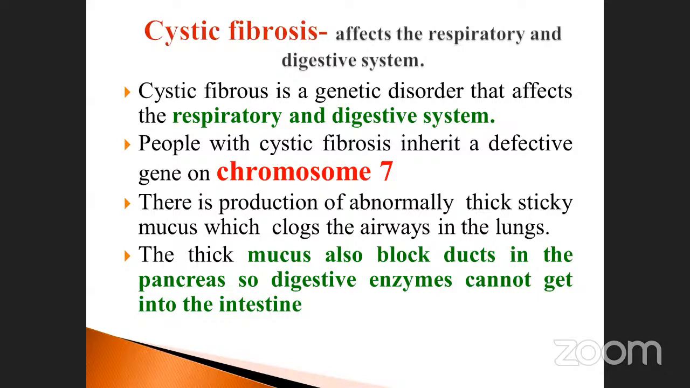Already we studied cystic fibrosis. It affects the respiratory and digestive systems. Cystic fibrosis is a genetic disorder, isn't it? It is one of the genetic disorders that affect the respiratory and digestive systems. People with cystic fibrosis inherit a defective gene on chromosome 7. Which gene is responsible, which chromosome? Chromosome number 7.